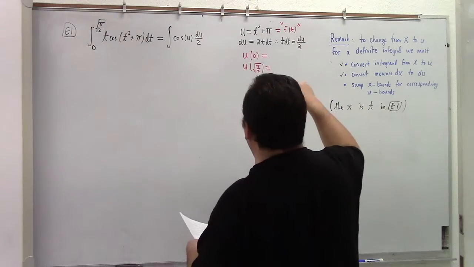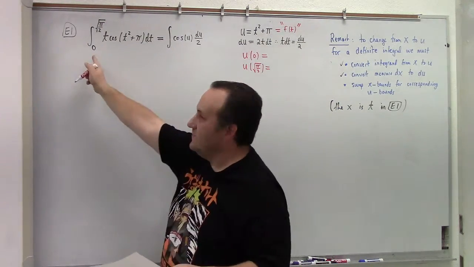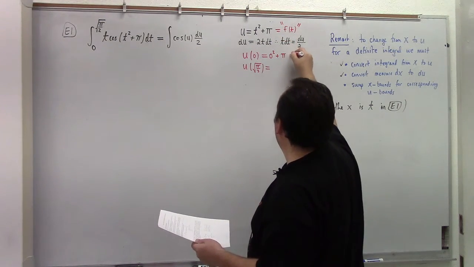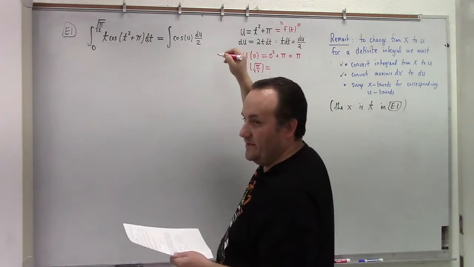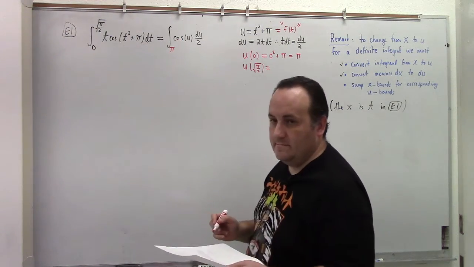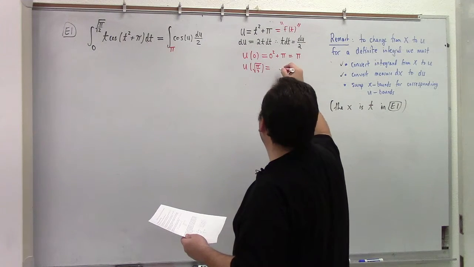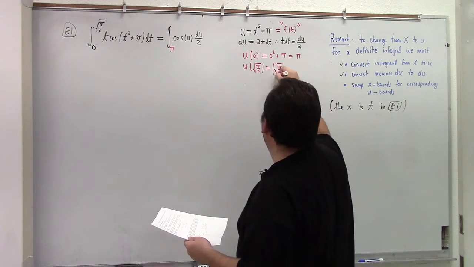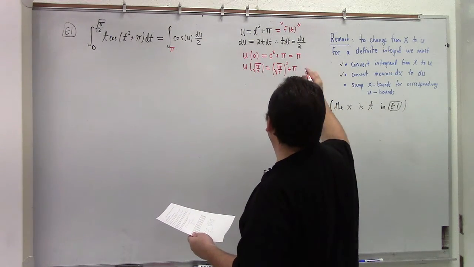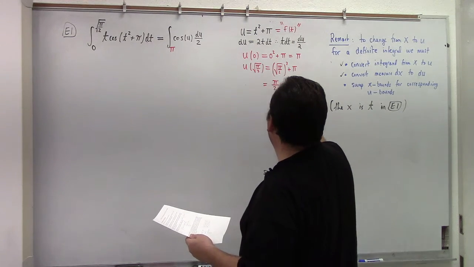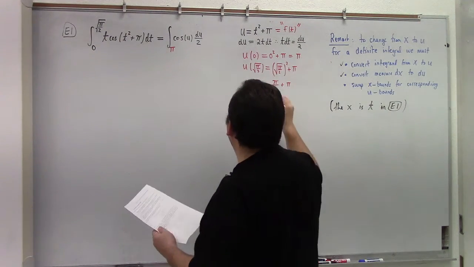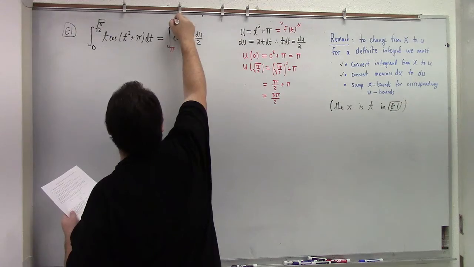But anyway, what we have to do is evaluate u at the lower bound of 0. So I do 0 squared plus pi, so we get pi for 0. That's why I put a pi right here. And for square root of pi over 2, I do square root of pi over 2 squared plus pi, which is pi over 2 plus pi. So you've got 3 pi over 2. So the upper bound is 3 pi over 2.